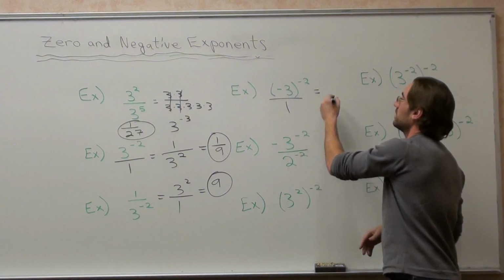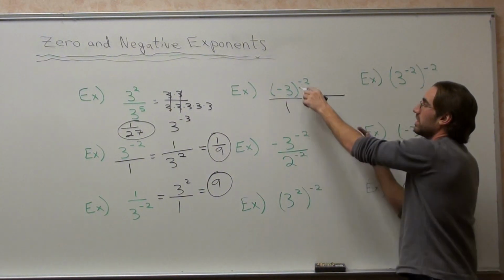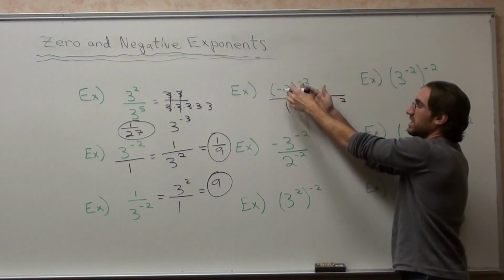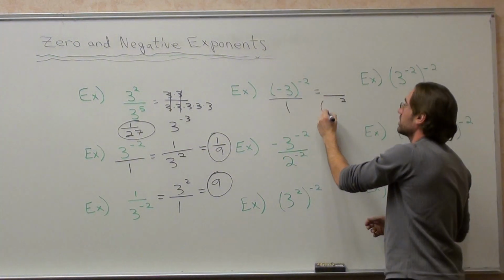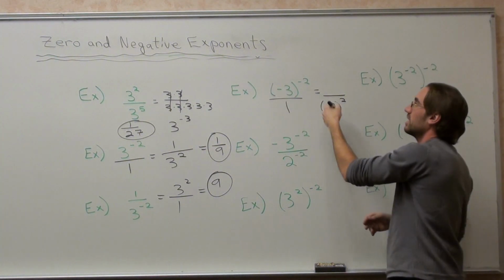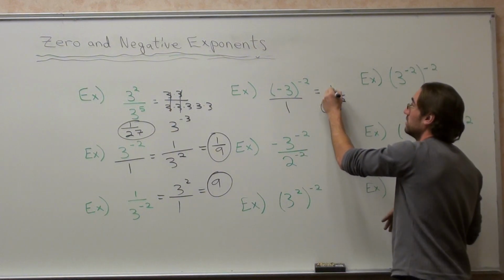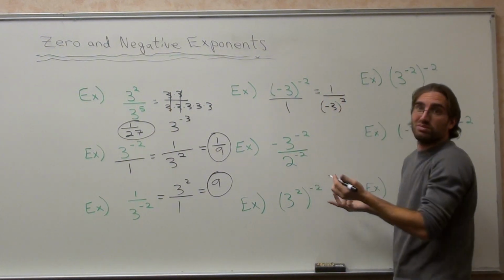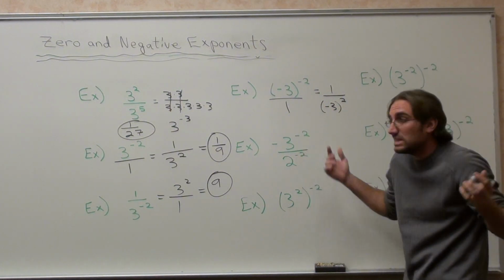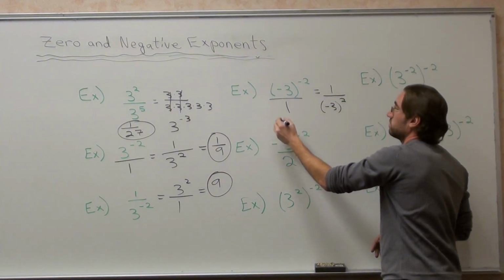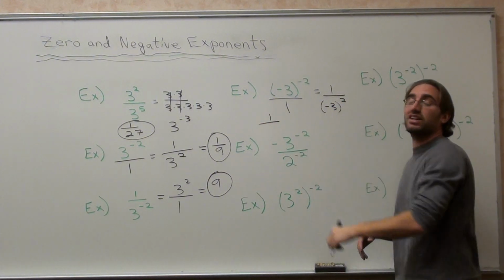So it's over 1 equals. We've got to make it a good exponent, but it's going to take everything it was with, which was the negative 3, in parentheses. Don't have a placeholder. You don't want... I got no room. 1 over negative 3 times negative 3 is 9.